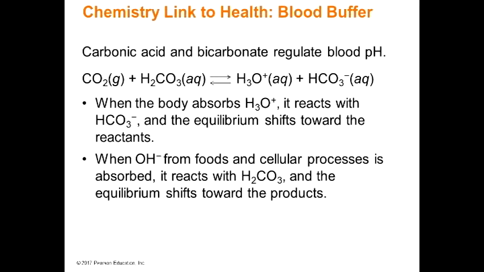The equilibrium shifts toward the reactant. So when the body absorbs the acid, it shifts toward the reactant, right? It goes back the other way, because it says, wait, you already have enough over here. When OH from foods and cellular processes is absorbed, it reacts and shifts toward the product. So you're putting in more hydroxide, more base. Go, go, go. You get it? So this is why we check that.